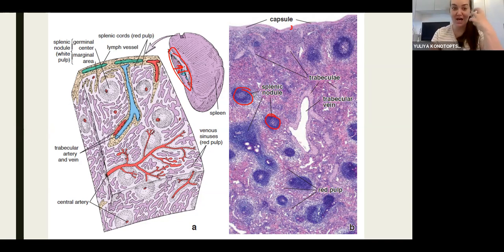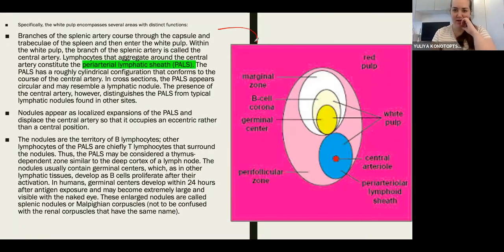So yeah, it does look like a zit. It does look like a pimple in the spleen. Like a whitish, very nice thing that you want to pop. On the slide, of course, it doesn't look like it. It looks weird. So this is white pulp. How to draw it? We'll talk about it right now.